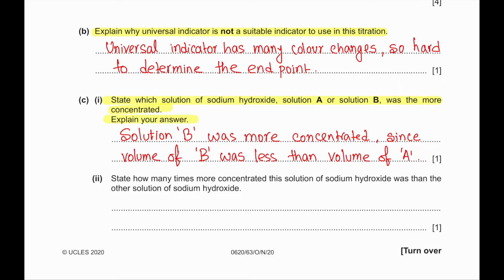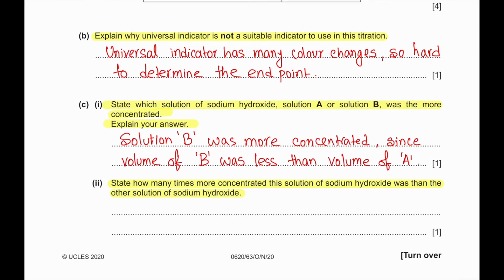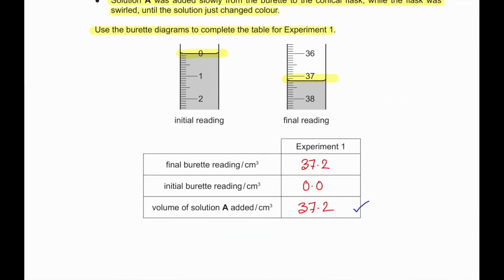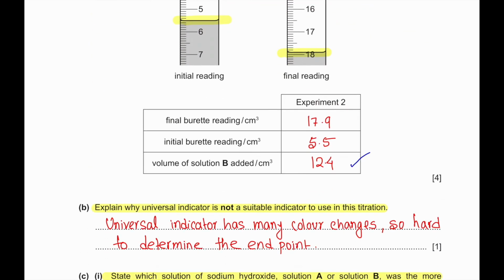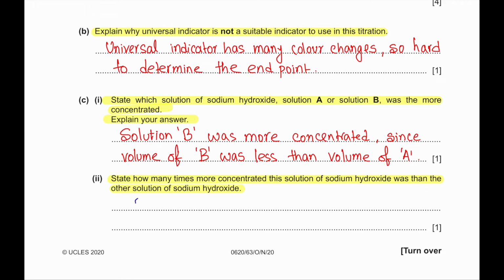Part C2. State how many times more concentrated this solution of sodium hydroxide was than the other solution of sodium hydroxide. So basically, the first solution required 37.2 cm³ and the second solution B required 12.4. So 37.2 divided by 12.4 is equal to 3. So 3 times more.